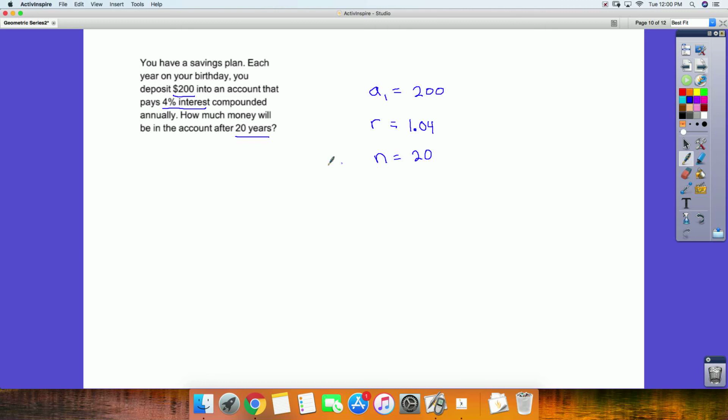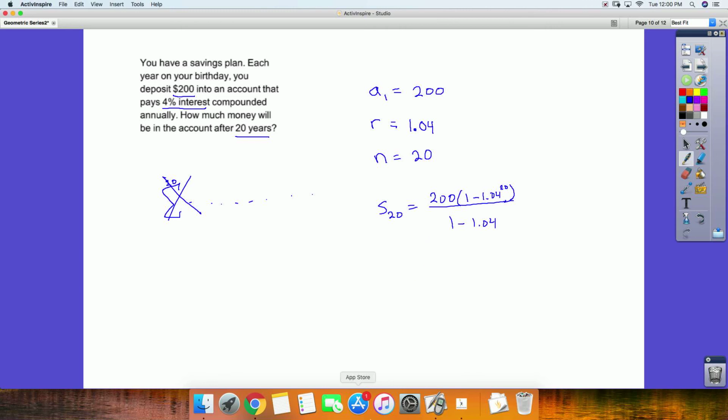So for this problem, we wouldn't want to use our summation formula, because since N is 20, that means we would have 20 terms long. We don't want to do that, so we're going to go back to our original formula for summation. So 200 times 1 minus 1.04, we're doing this 20 years, all over 1 minus 1.04.